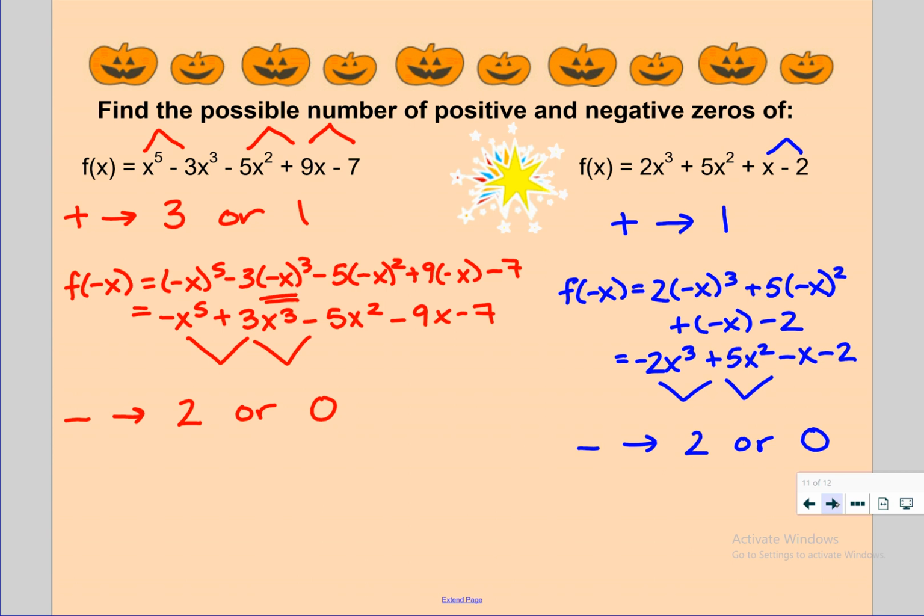These are pretty quick. Did you get it? Yes. Positive zeros, there's just one. Negative zeros, there are either 2 or 0. Any questions? Descartes' rule of signs.